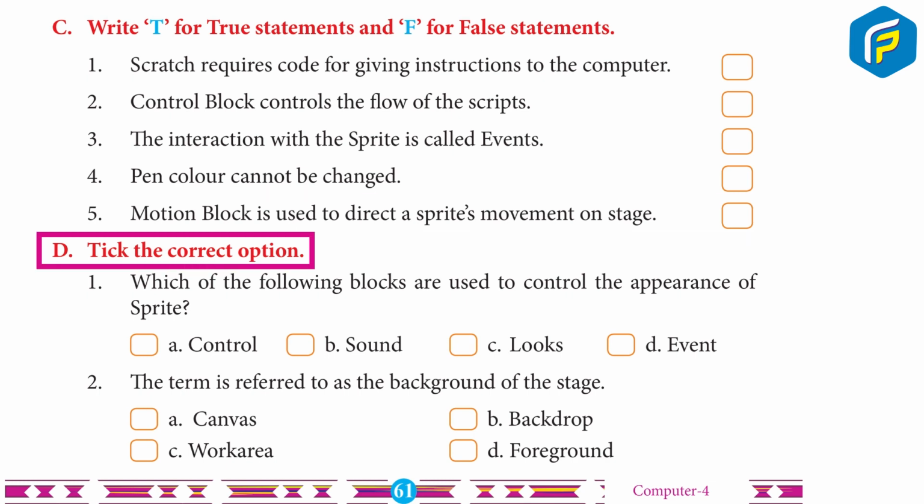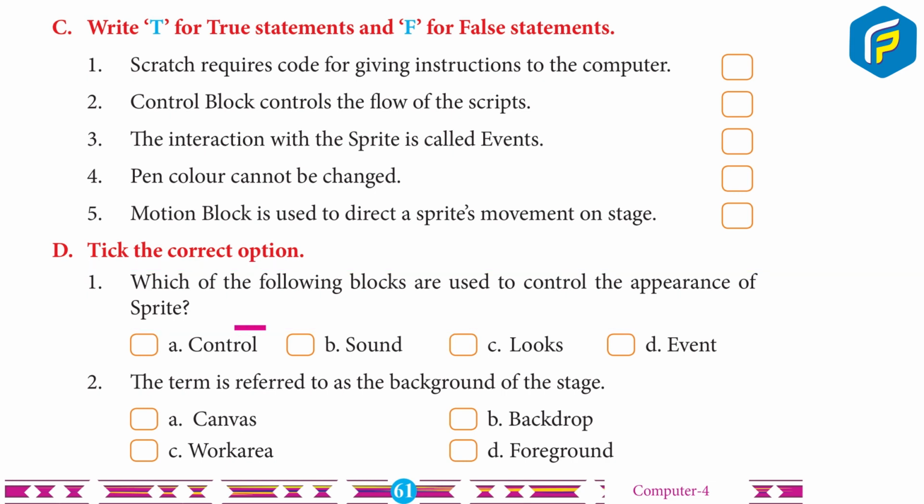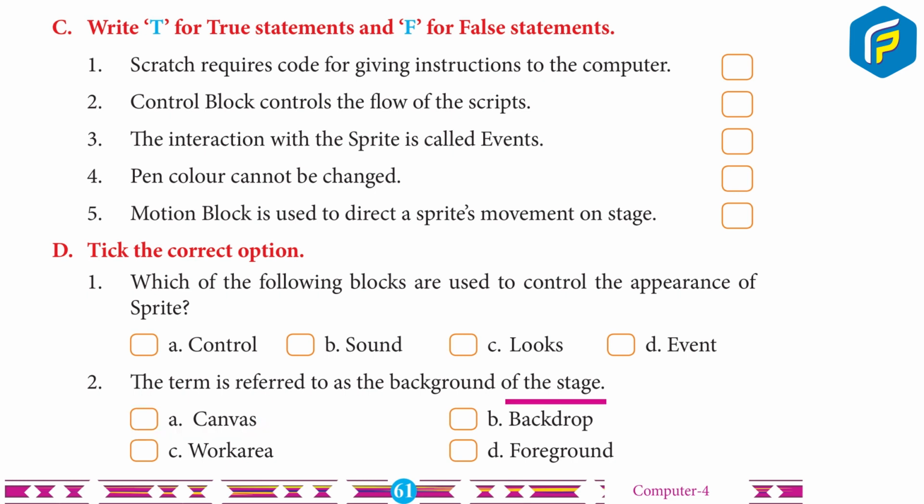D. Choose the correct option. 1. Which of the following blocks are used to control the appearance of a sprite? A. Control. B. Sound. C. Looks. D. Events. Answer: C. Looks. 2. The term referred to as the background of the stage is: A. Canvas. B. Backdrop. C. Work area. D. Foreground. Answer: B. Backdrop.